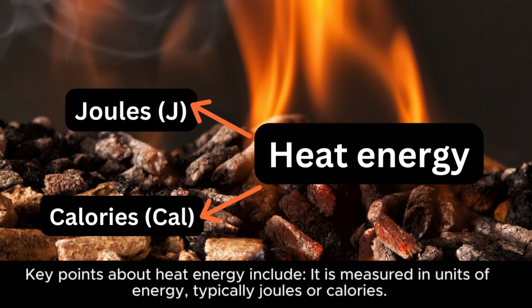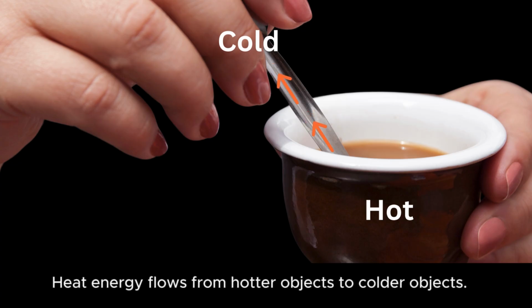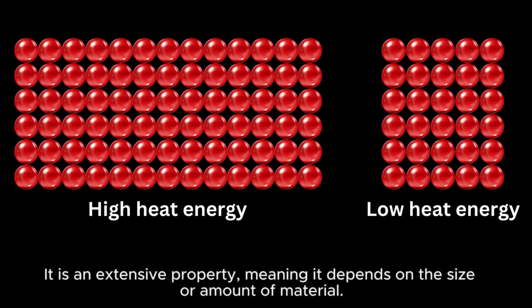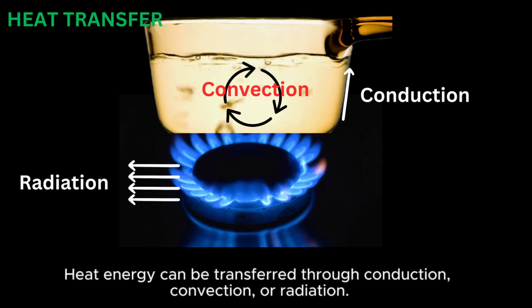Key points about heat energy include: it is measured in units of energy, typically joules or calories. Heat energy flows from hotter objects to colder objects. It is an extensive property, meaning it depends on the size or amount of material. Heat energy can be transferred through conduction, convection, or radiation.